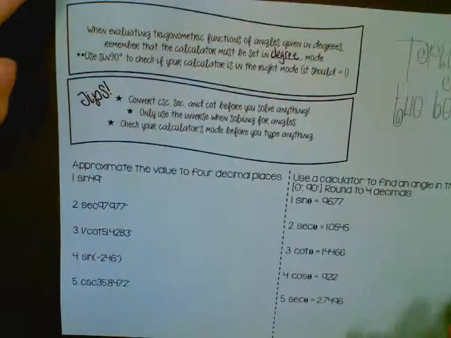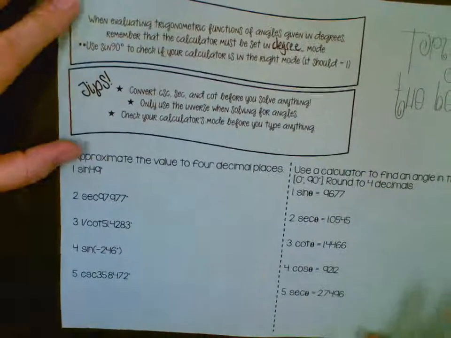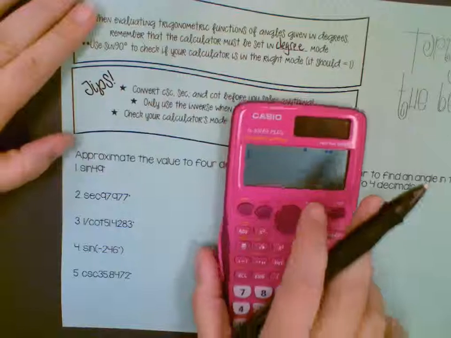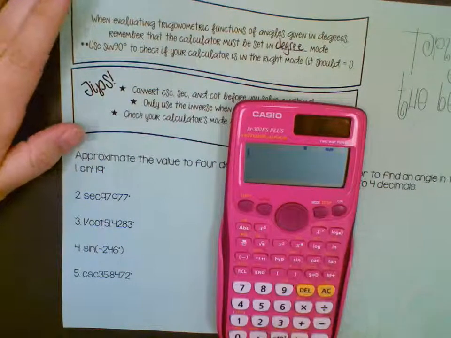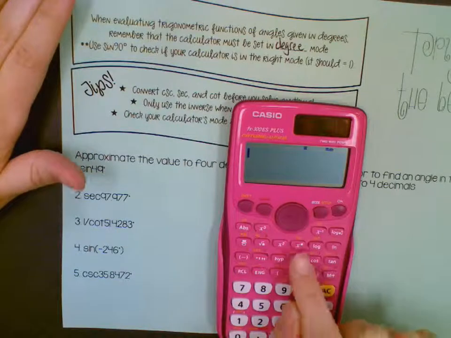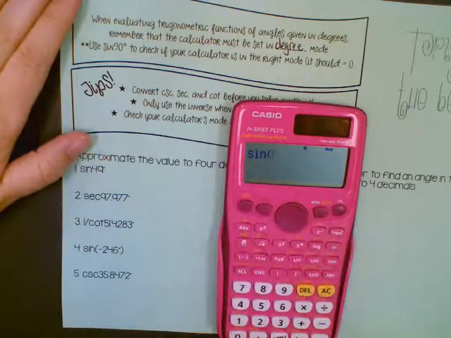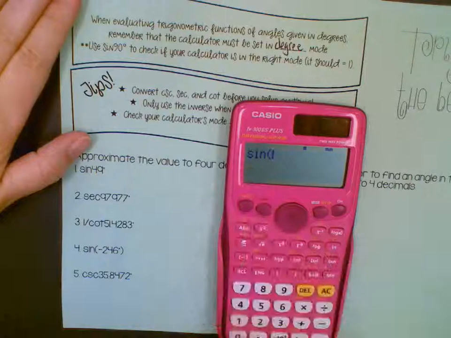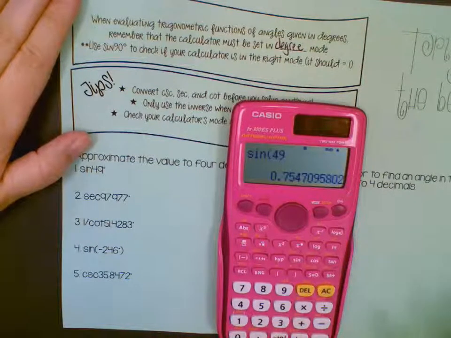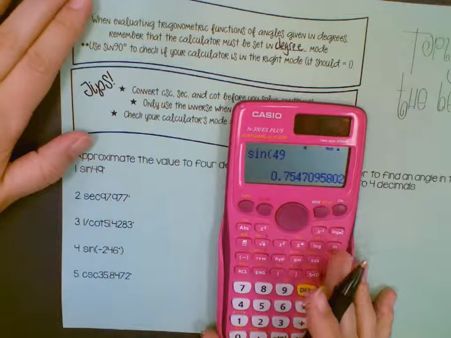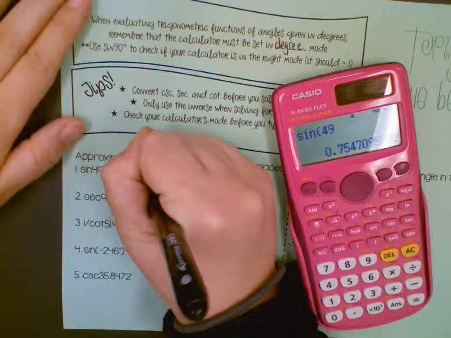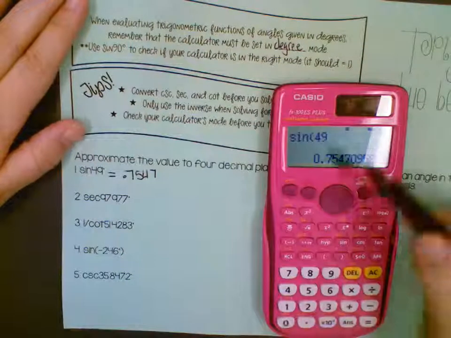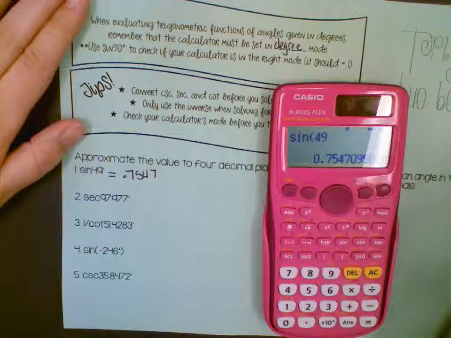Okay, so let's get started. There's two different types of calculators. There's a calculator that would type it in like this, and this one's a regular calculator, a non-backwards calculator. So for this one, when we hit sine, it writes the word on the screen. So that means we do the sine first, and then we do the angle. So that means that the sine of 49 is 0.7547. So make sure you're rounding right when you do these.